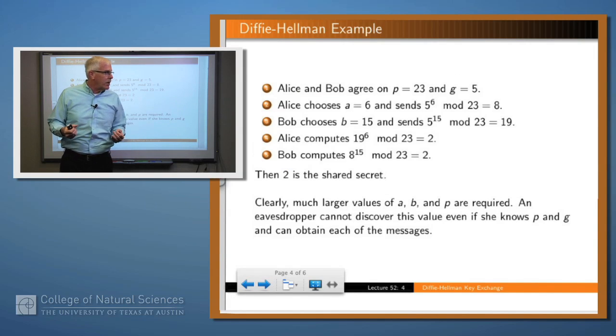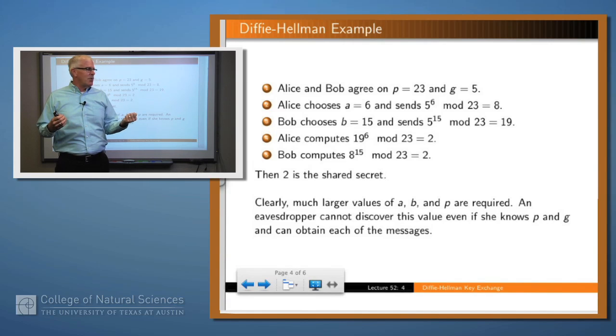So let's see an example here. Alice and Bob agree that P is going to be 23 and G is going to be 5. And by the way, these numbers are hopelessly small to make this secure, but they illustrate what we're doing. Alice chooses a particular number, say 6, and Bob chooses a number 15. So Alice sends to Bob G, which is 5 raised to 6 mod 23, which is 8. And Bob sends to Alice 5, which is the base, to his number 15 mod 23, which is 19.